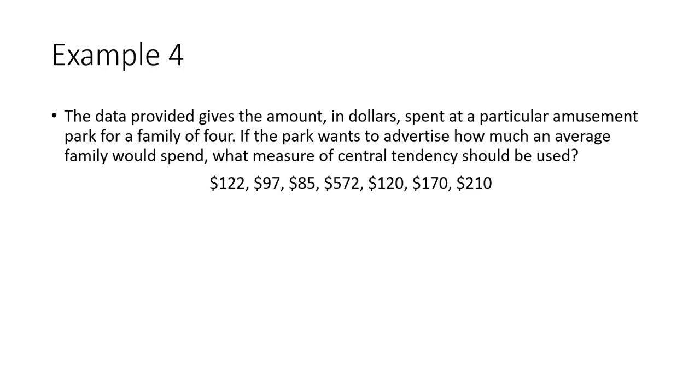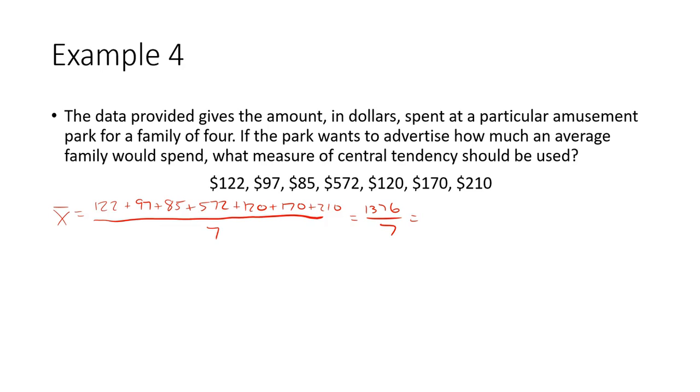So first we need to find the mean, and we're going to find the mean by just adding up all of the values and dividing by 7. That will give us 1376 divided by 7, or a mean of $196.57. The median is just the number in the middle.